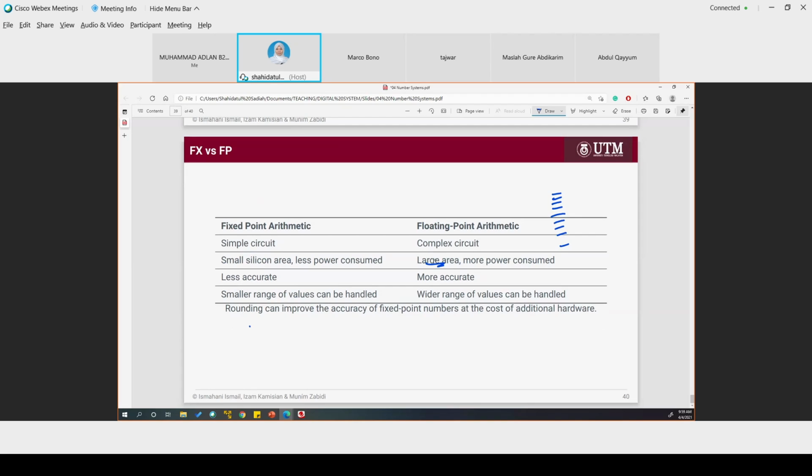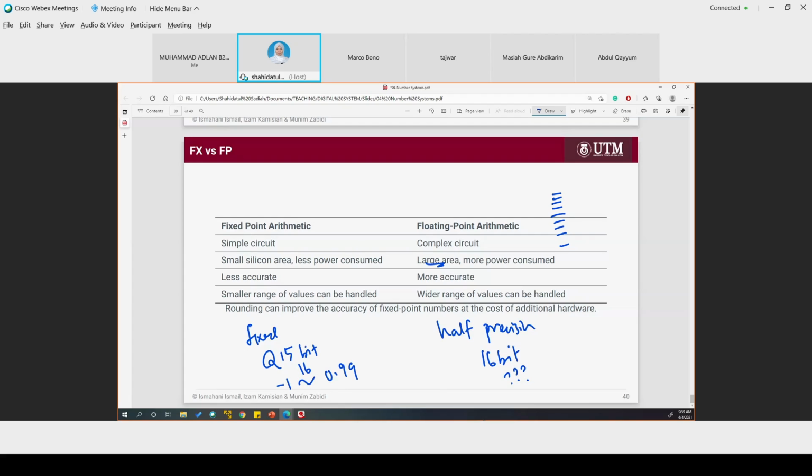Like you can make a comparison between fixed point Q15 with half precision of floating point of IEEE, because this is also 16-bit. So both are 16-bit. Q15 is also 16-bit. But the range that it can handle could be different. This is from -1 to 0.99, and this is, okay, find it yourself.